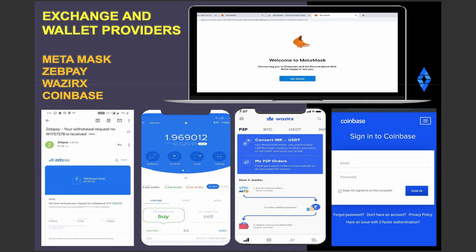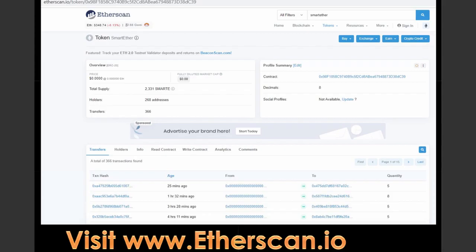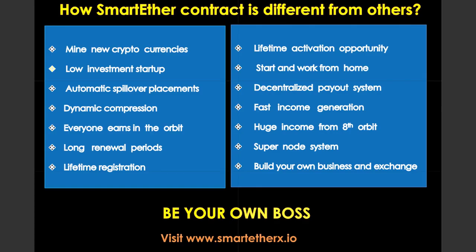This smart contract or Trust Wallet is connected with exchange and wallet providers such as MetaMask, ZebPay, WazirX, and Coinbase. Income that comes here automatically can be withdrawn to any currency of your choice. You can visit www.etherscan.io, which is a blockchain website where you can perceive all the details regarding the transactions pertaining to Smart Ether, like how much income has been generated, how much output or how much input has been put in, and so on. Now let's see the difference between this contract and other smart contracts in this slide.